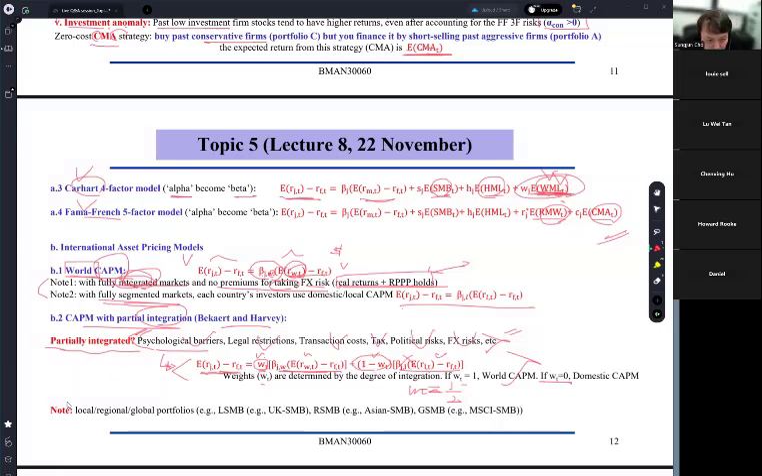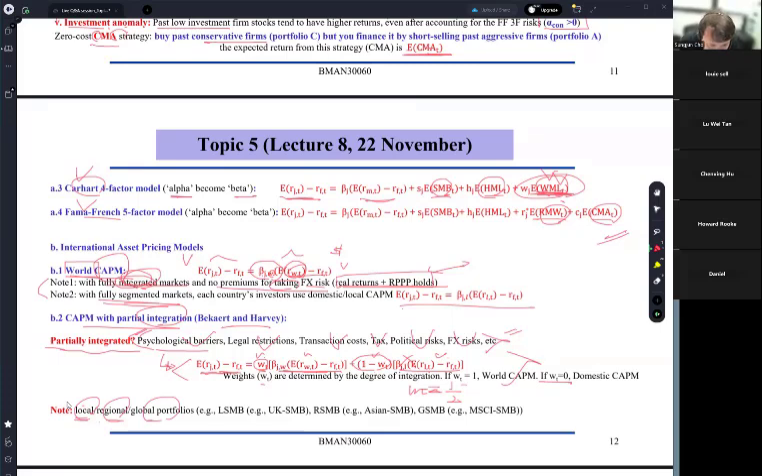And then when we talk about the international asset pricing model, you need to know the difference between these three terms: local portfolio, regional portfolio, global portfolio. What is the meaning of local portfolio? For example, if you're a UK investor, you're going to use only UK stocks to compute something. It's a local version.